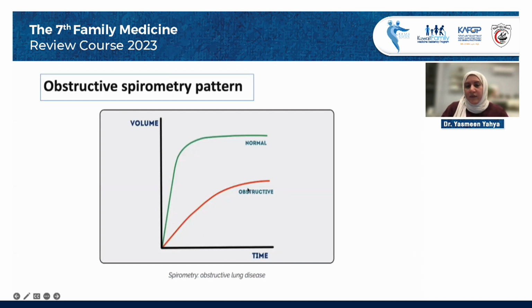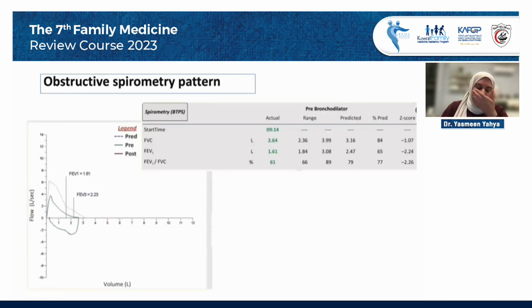And you can see that in the obstructive pattern, the steep rise here, the curve here is a bit flattened, and the FVC is reduced, but the FEV1 is markedly reduced. That's why the ratio will be less than 0.7. This is also the spirometry pattern when there is an obstructive disease.